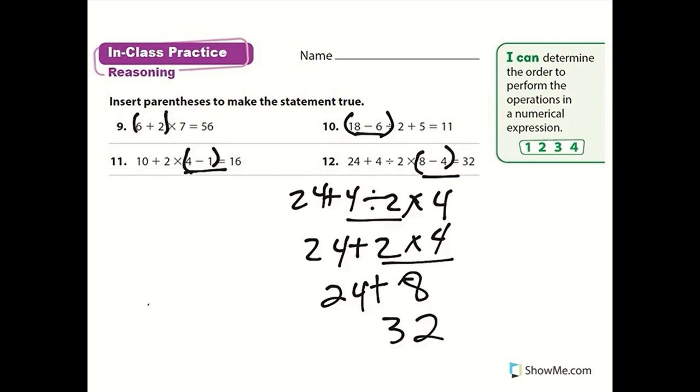This is day 2 for lesson 2.2, order of operations. It is still found on pages 71 through 74 in your workbooks. And today we'll start on page 73.